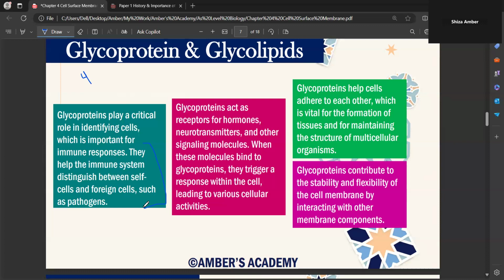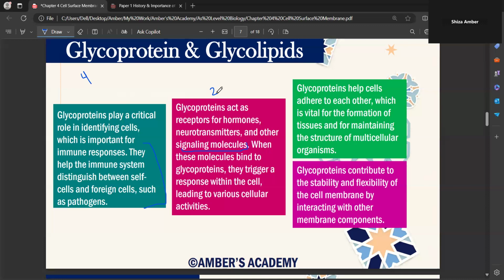Then glycoproteins act as receptors for hormones, neurotransmitters, and other signaling molecules. When these molecules bind to glycoproteins, they trigger a response within the cell, leading to various cellular activities. So basically, like peripheral proteins, they also act as receptors for signaling molecules. And what were signaling molecules? They carry some sort of signals within themselves. They could be hormones, they could be neurotransmitters. When they bind with those receptor proteins, they induce a conformational change, and then a transduction of signal takes place. So this is the second function.